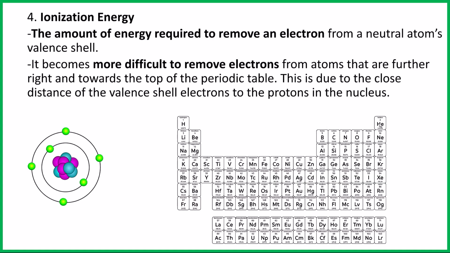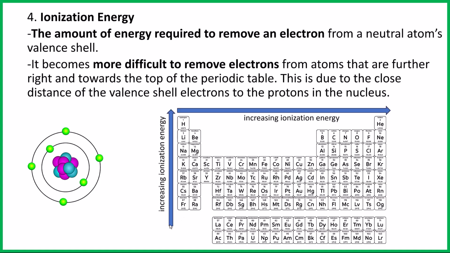This is due to the close distance of the valence shell electrons to the protons in the nucleus. So just like electronegativity and electron affinity, that stronger pull of the nucleus is going to make it more difficult to remove the electrons from some of these atoms. So increasing ionization energy is from bottom to top and left to right.